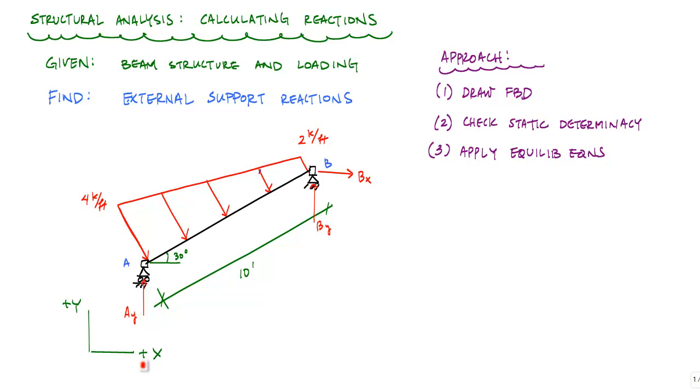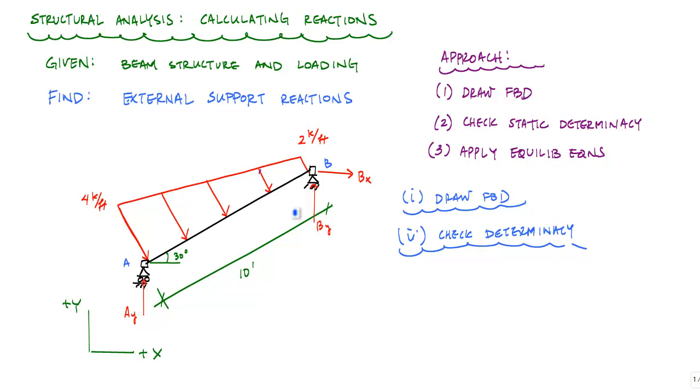With that, now I want to check my determinacy. In this case, because we have only one beam component, one member, the number of unknowns is equal to 3 for the support reactions. And the number of equilibrium equations available to me is 3: the sum of the forces in X, in Y, and the sum of the moments about a point. Therefore this is statically determinate. If it were statically indeterminate, we would have to use another technique to determine all the support reactions. This is determinate, so it's going to be a pretty straightforward problem.